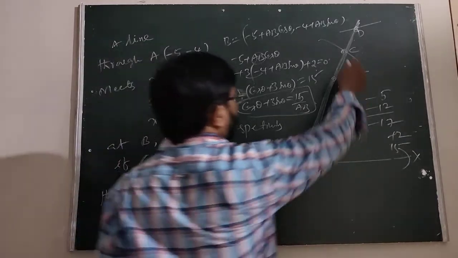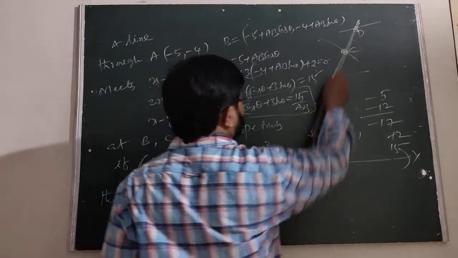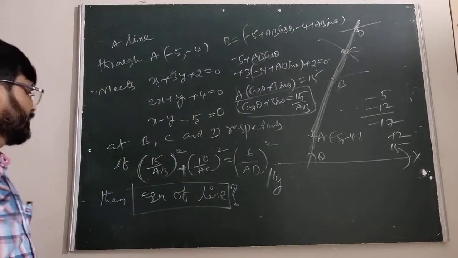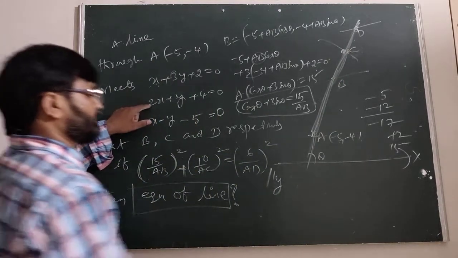Similarly, we can find the point C. That is, we have to take the AC distance. Similarly, we can find 2 cos theta.